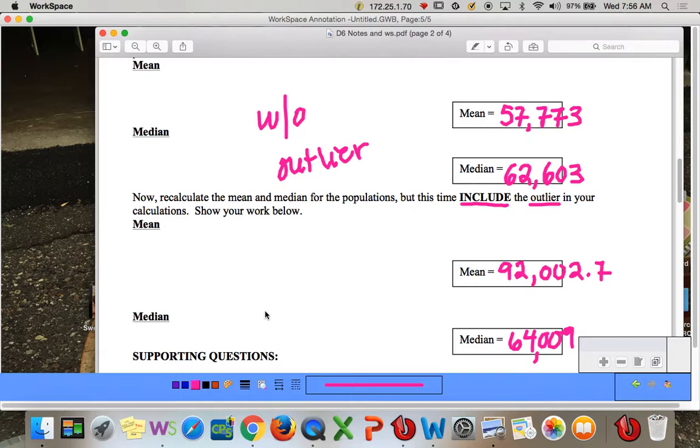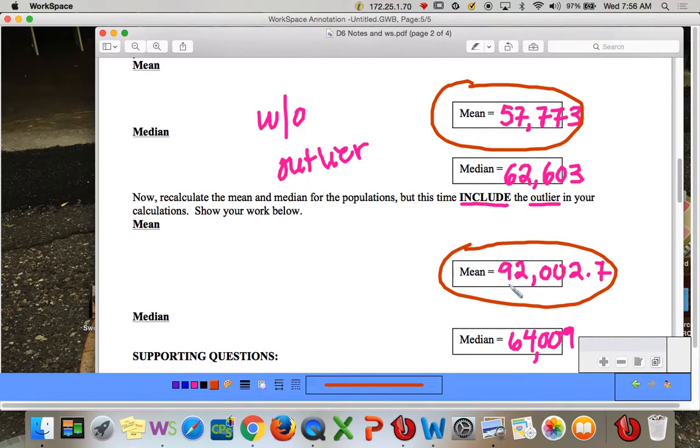The next supporting question is, look at the calculations for the mean, the average. Did the outlier have a significant effect on the average population? Here are the averages without the outlier and with the outlier. Were they impacted? You can see that if you include the outlier, that changes our average quite significantly. If we look at the populations of the cities, none of them are close to 92,000. Minneapolis kind of pulls everything up. Whereas this is a more accurate representation of most of the cities, which are around 57,773, except for Minneapolis.